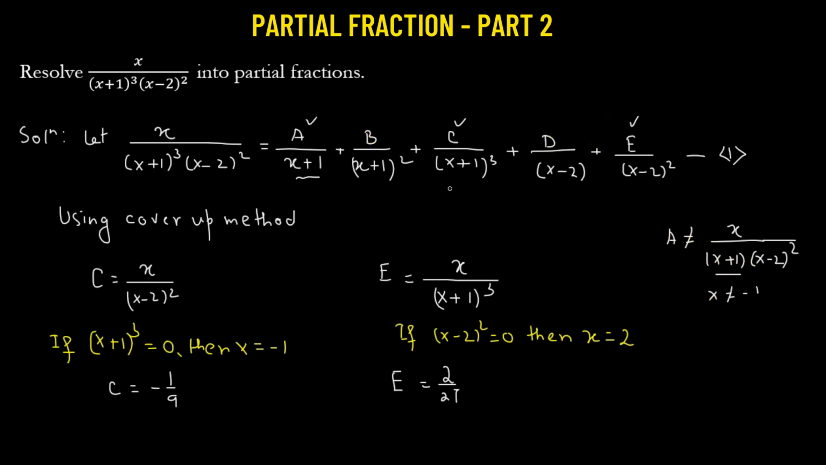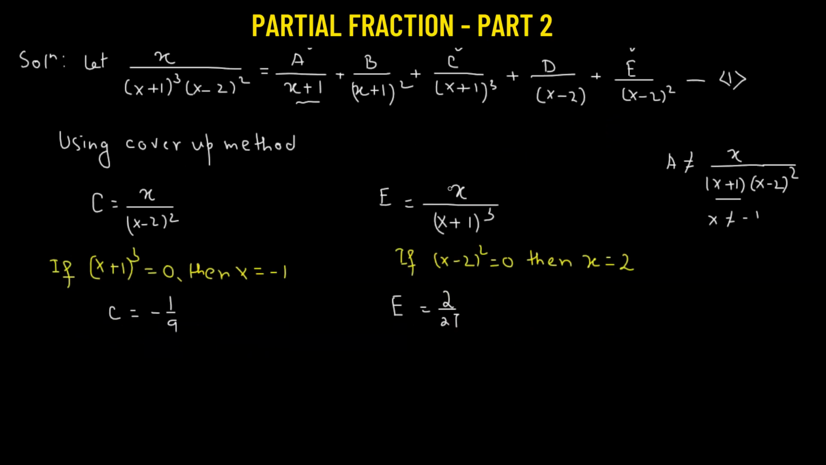So how do we find the value of a, b and d? For that, we'll go back to equation number 1. We'll take equation number 1 and multiply both sides with the denominator x plus 1 whole cube times x minus 2 whole square, such that on the left hand side we have x, and on the right hand side we'll get x plus 1 whole squared multiplied by x minus 2 whole squared multiplied by a.